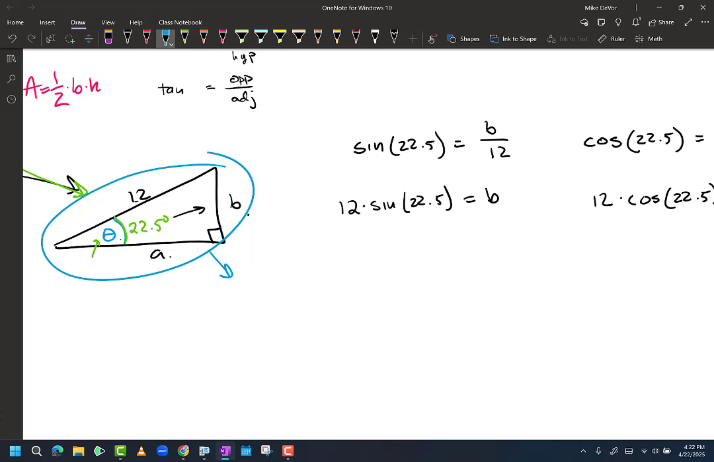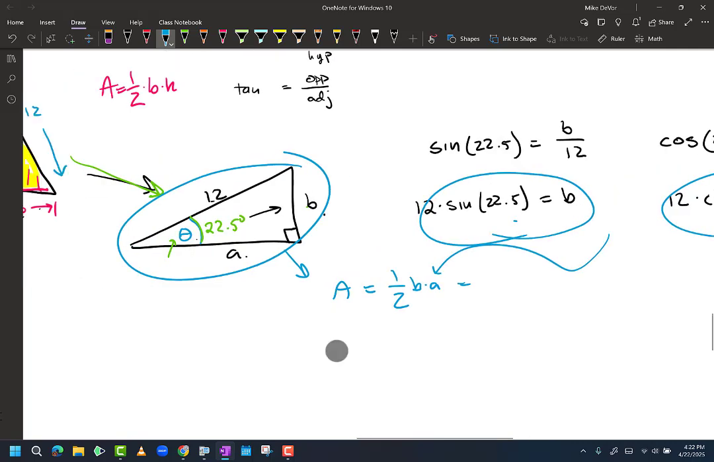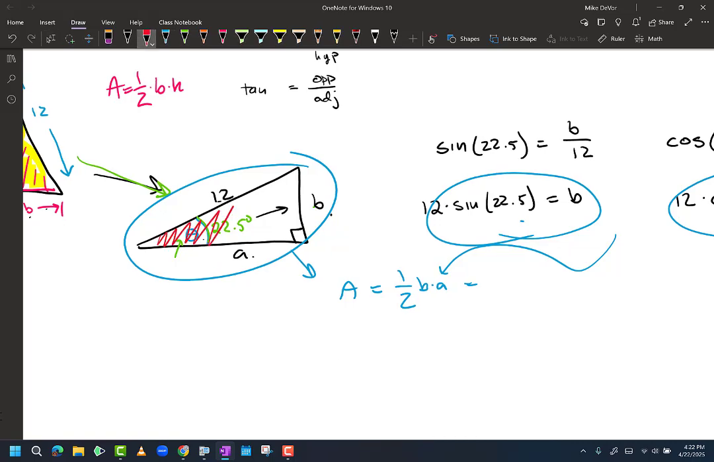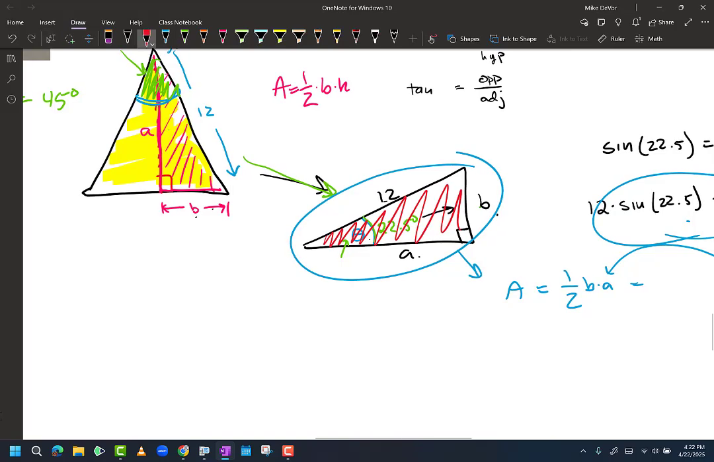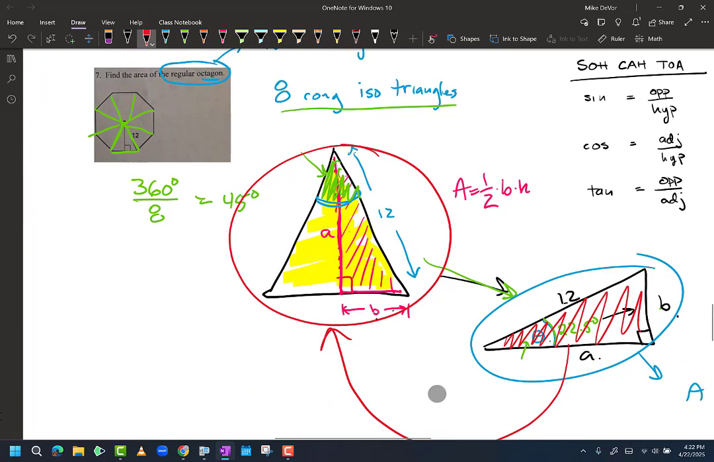Now that I have that, if I want to know the area of this triangle, area is 1/2 base times height, or A times B, and now I can just plug this stuff in. Once I plug this in, I've got the area of this right triangle. Then I have to multiply it by 2 to get the area of one of those isosceles triangles. Once I get that one, for this octagon, I just multiply by 8.